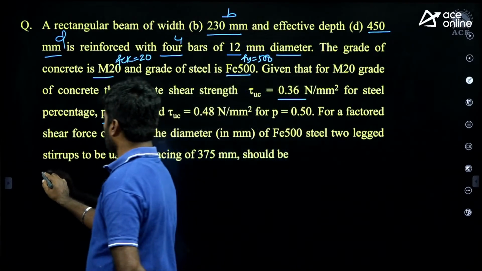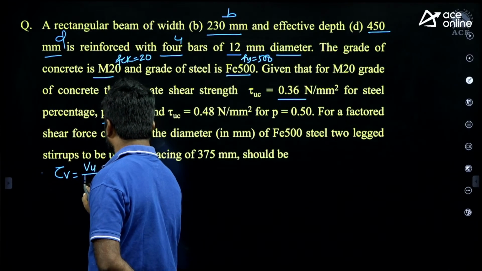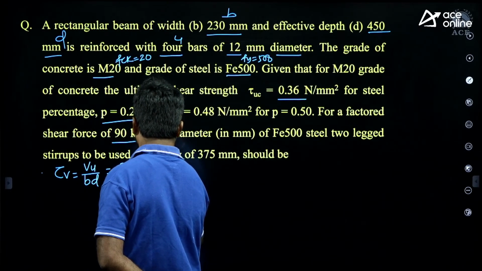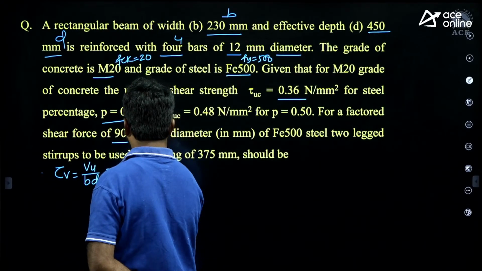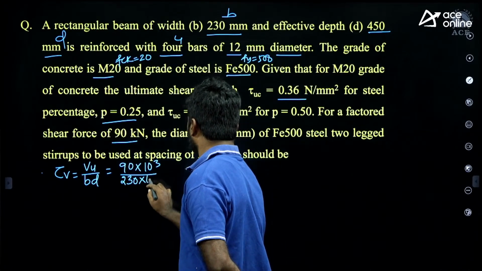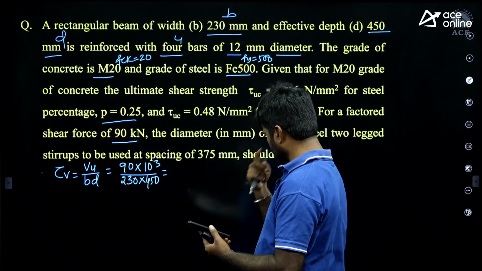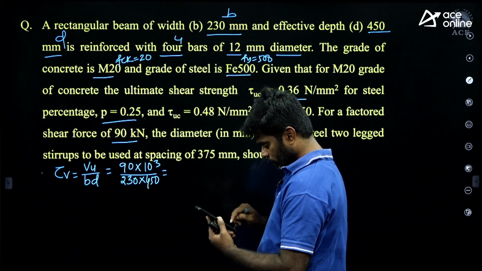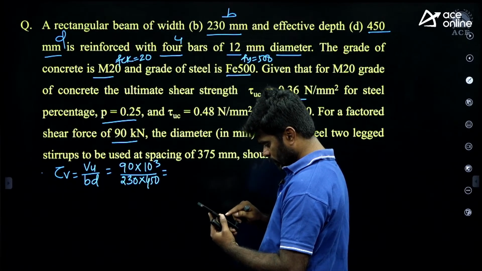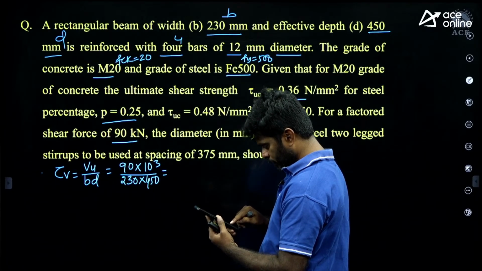Right. First of all, we need to find out the nominal shear stress tau v. Tau v equals Vu upon bd. My dear, Vu is given here as 90 kilonewton, so 90 into 10 cubed upon bd. b is 230 mm, and d is 450. How much is it? 90 into 10 cubed upon 230 into 450.